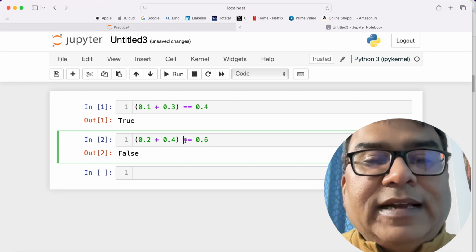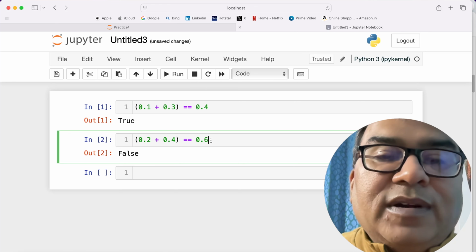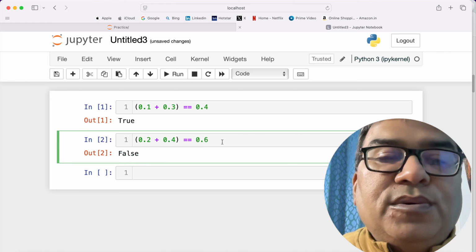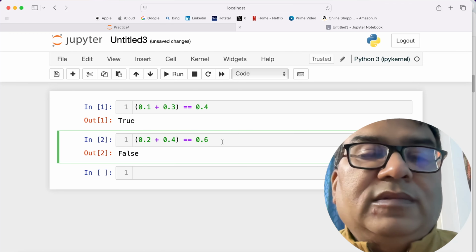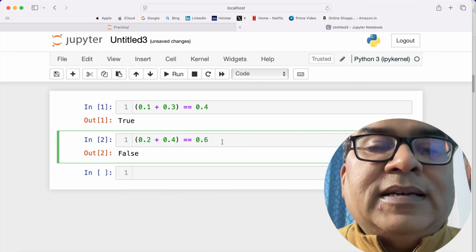Mind it, here I have given two equal to signs, which check for equality, not for assigning, and the output here is false. So were we taught incorrectly in school, or is the computer wrong? What is the issue here? So let us understand this.